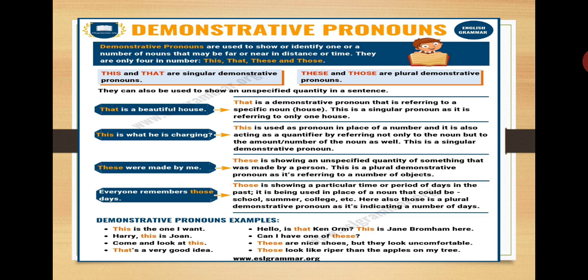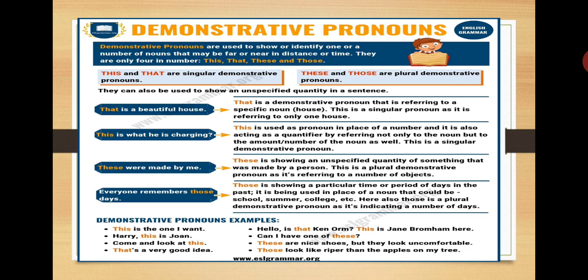So, that is a demonstrative pronoun referring to a specific noun. This is a singular pronoun as it is referring to only one house. In the sentence, you can see, that is a beautiful house. This is what he is charging. This is used as a pronoun in place of a number, and it is also acting as a quantifier by referring not only to the noun but to the amount or number of the noun as well. This is a singular demonstrative pronoun.